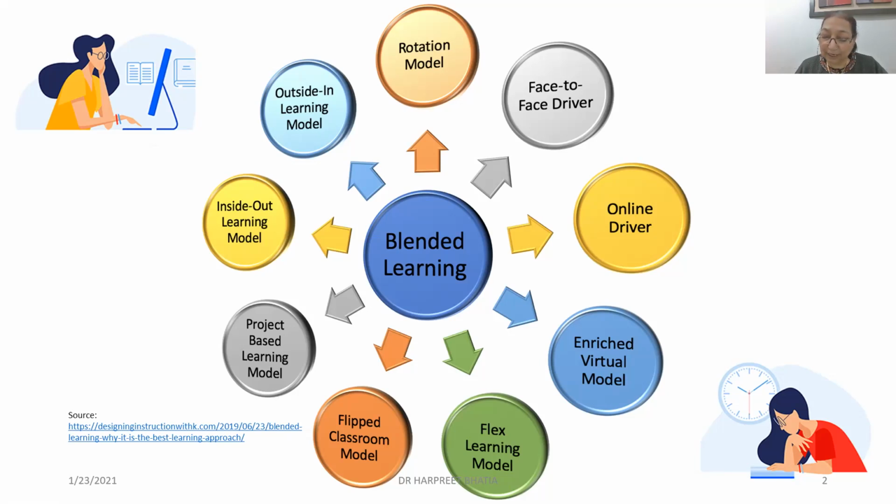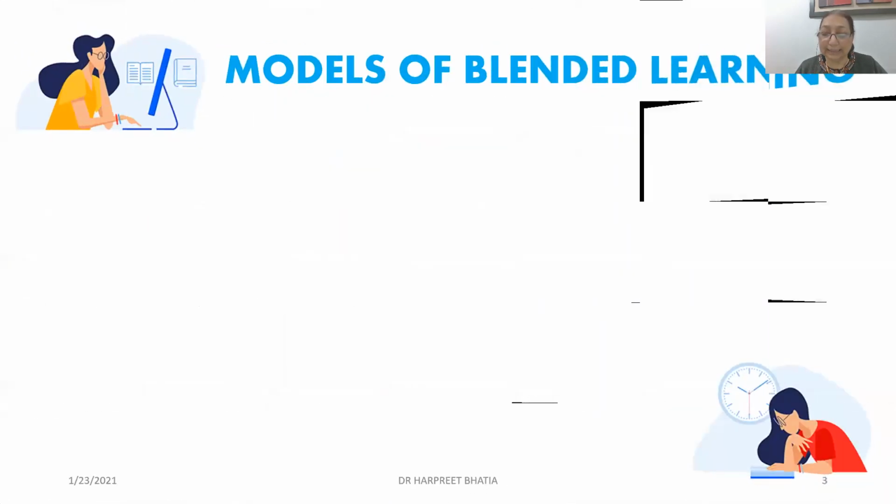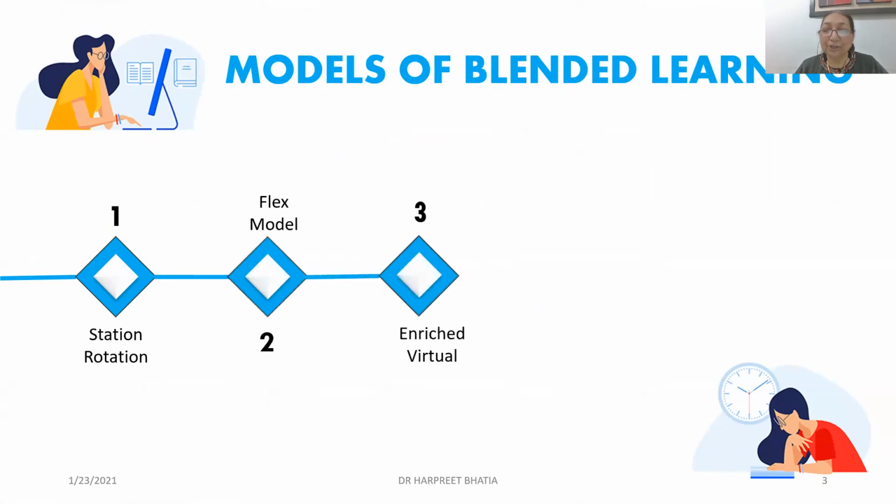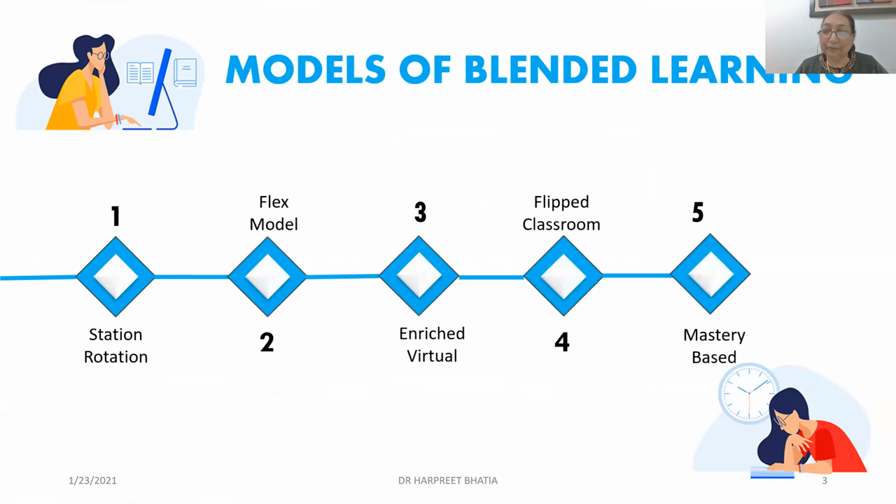For the presentation, the one that we are going to be discussing right now, I have taken up 6 different models, and we will be discussing each one of them one by one. One is the station rotation model, station or lab rotation, the flex model, then the enriched virtual model of blended learning. Fourth one is the flipped classroom. Fifth is the mastery-based blended learning program. And the last one is the self-directed. So these are the 6 important ones, or the ones which are most frequently used. That is why I have taken these 6 to be discussed here.